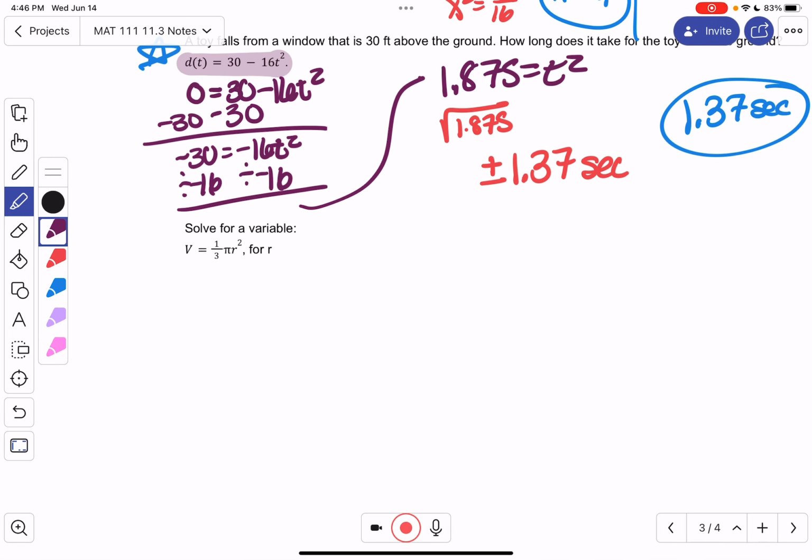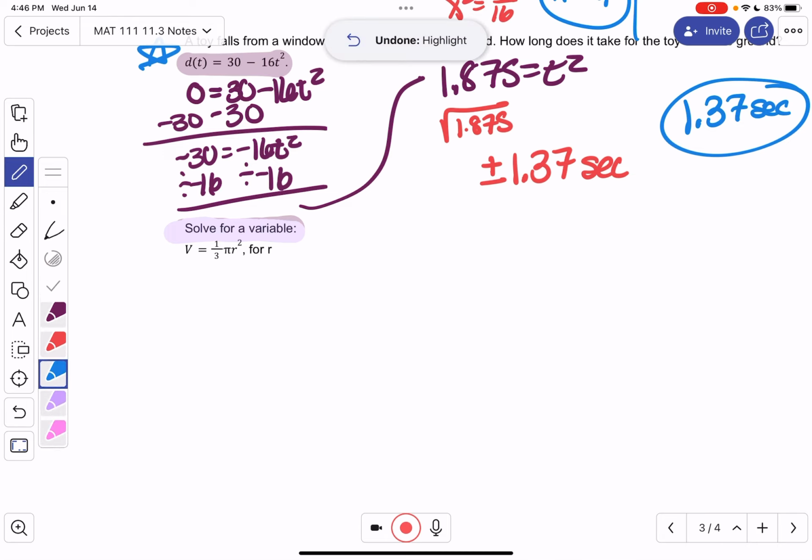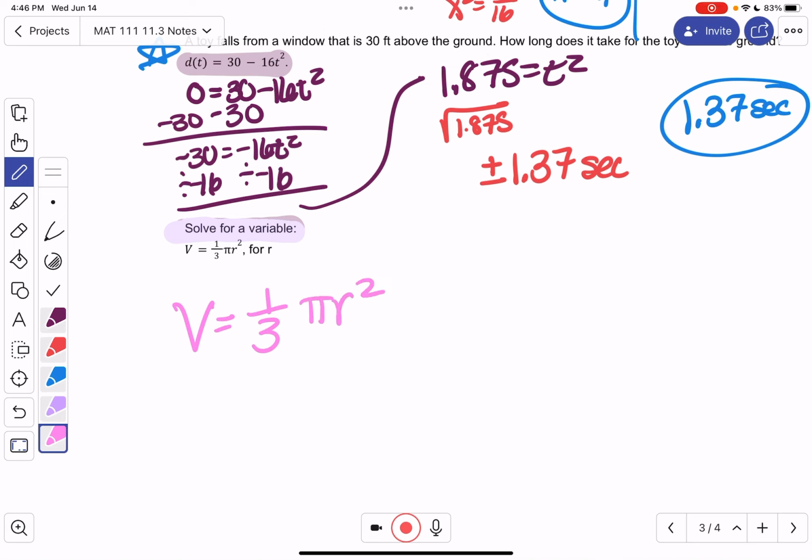All right, so we kind of looked at this way back a while ago. Solve for a variable. That just means rearrange the equation so that it says that letter equals. Now we're going to add some squareds in there. So the first one, v equals 1/3 pi r squared. We want to solve for r. So 1/3 pi, we want to get that away from the r. So to undo the multiplication, we're going to divide by 1/3 pi.